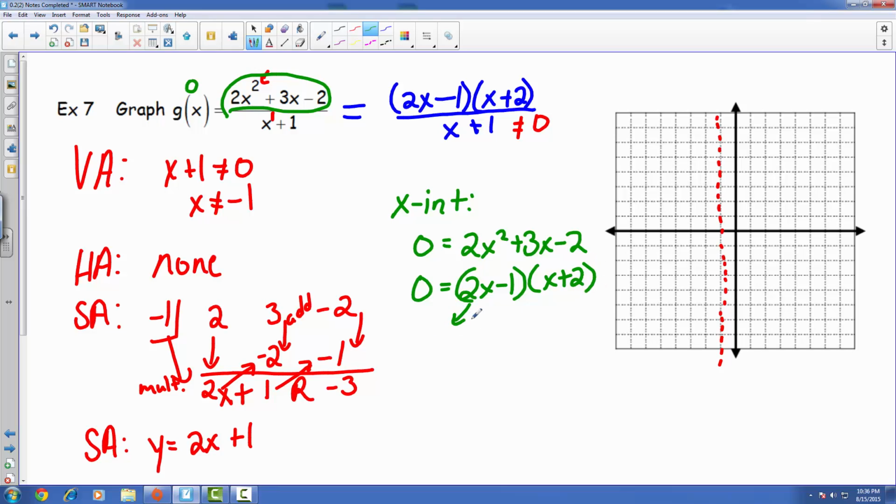And now using that zero product property, we can break these up. So we have 2x minus 1 is equal to 0, and x plus 2 is equal to 0. Solving for each one, this one will just come out to be 2x is equal to 1. So when you divide 2 on both sides, it comes out to be 1/2. Over here, x will just come out to be negative 2.